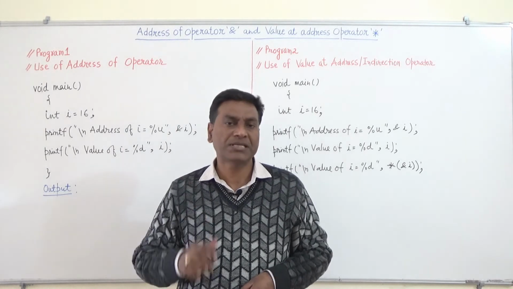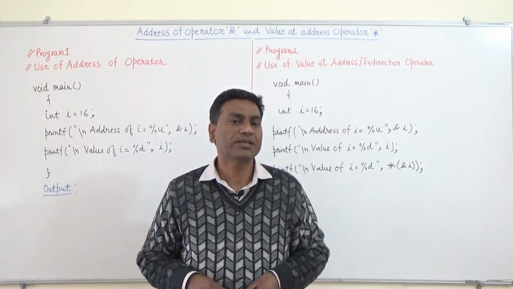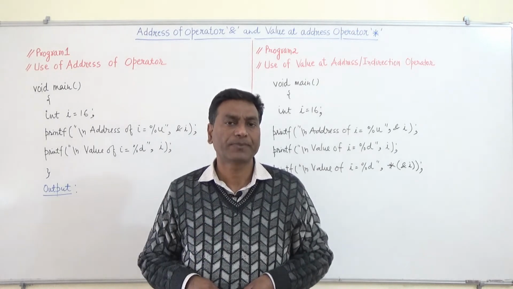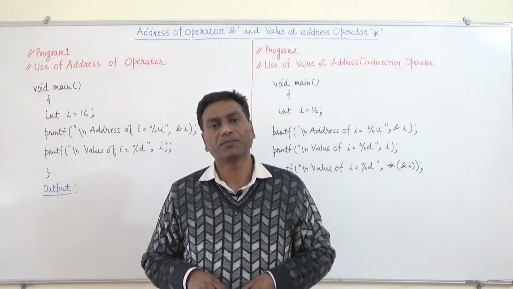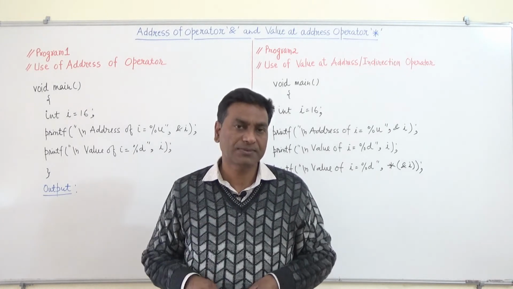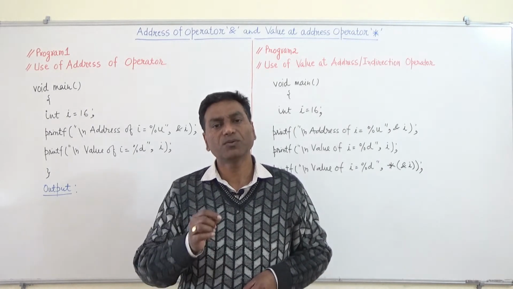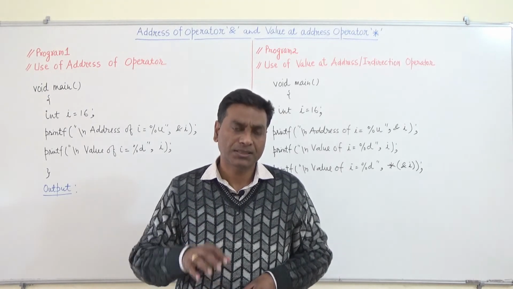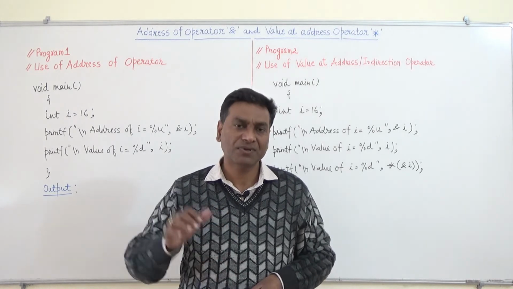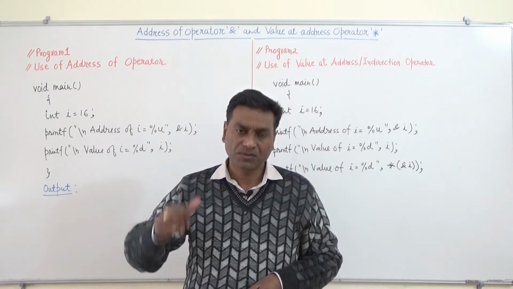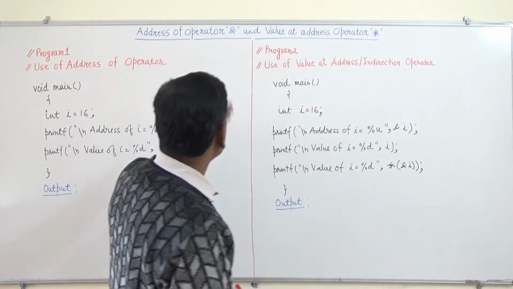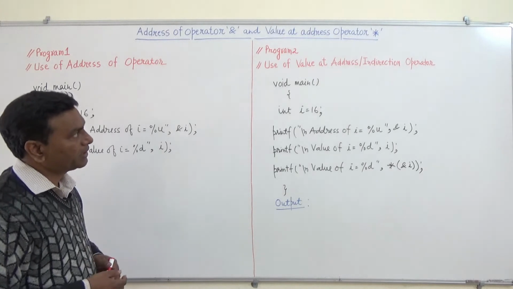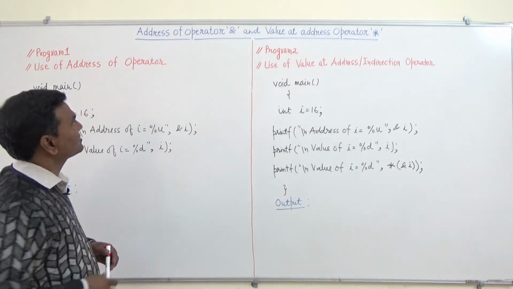So today in this first lecture we are going to understand two operators, that is the address of operator and the value at address operator. We will understand this with the help of two very basic programs, but this is very important. This is where the journey of pointers starts. So first is the address of operator and second is the value at address operator.